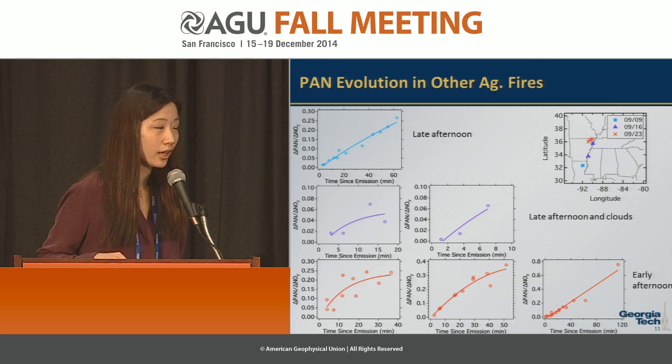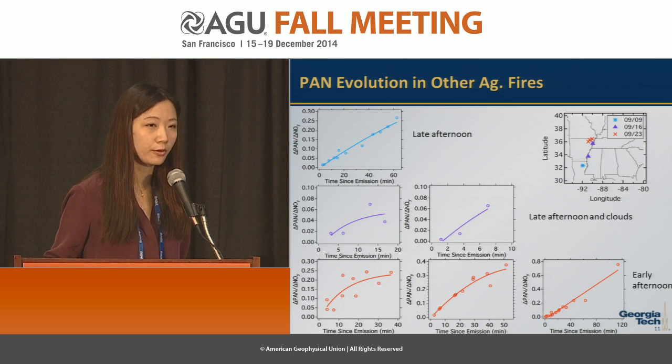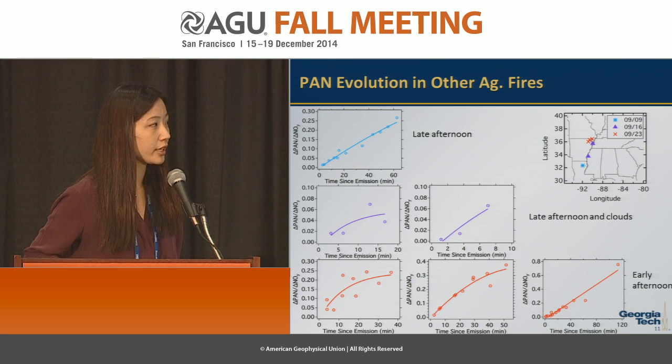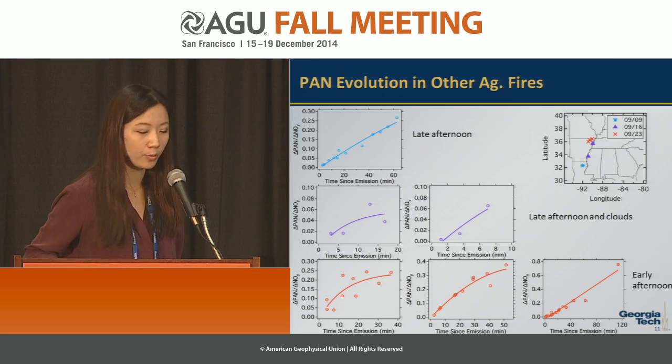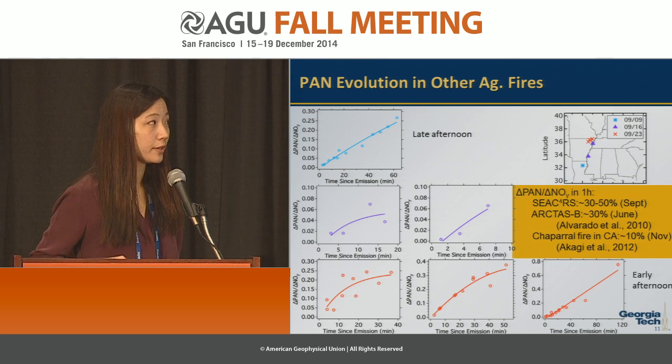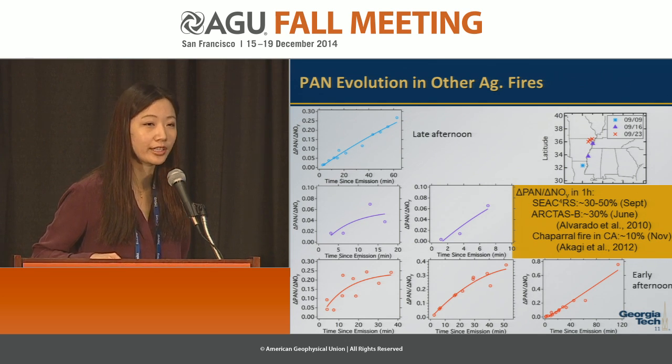Besides the previous 2 examples, there were 6 more fires that were sampled from source to downwind, and we plot the PAN to NOx ratio versus the evolution time for each fire. We do have different photochemistry conditions, but we still see efficient conversion of NOx to PAN in about 1 hour, which is about 30 to 50%, indicating that PAN is dominating the NOx budget downwind. On similar timescales, we saw higher yields of PAN during the SEAC4RS and ARCTAS campaigns than in a chaparral fire located in California.